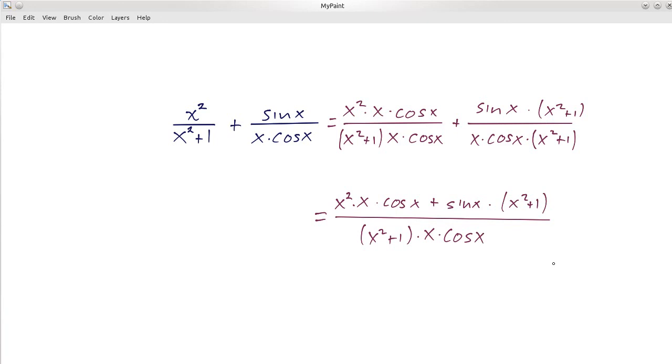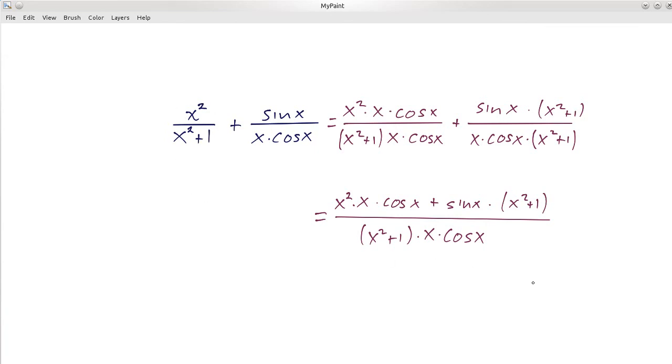Now once you get to this point, you may be able to simplify a little bit. I see right here I have an x squared times an x. That would be an x to the third. And that looks like about it. Maybe I could distribute the sine x to the x squared and the plus 1. Notice I cannot cancel anything as it stands right now because I have that plus sign in between there. Also, you can't cancel at the very beginning here, right? X squared over x squared plus 1 does not simplify to just be 1.